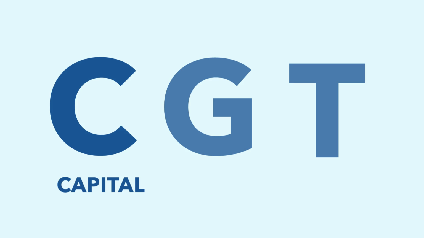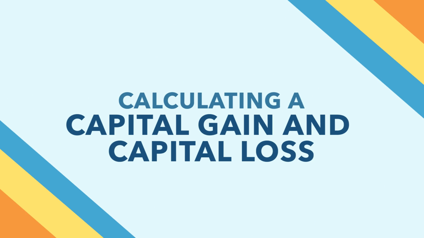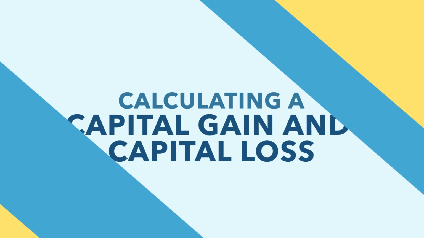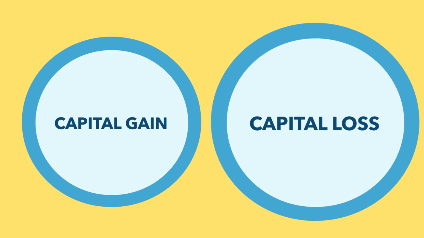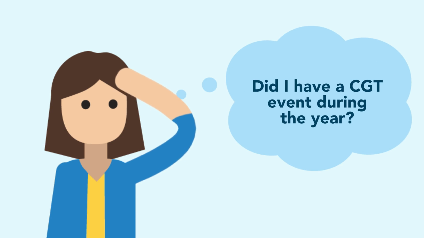CGT stands for capital gains tax. In this video, we are going to demonstrate how you calculate a capital gain and a capital loss when a CGT asset is sold. In order to have a capital gain or a capital loss, you need to have had a CGT event for the year.